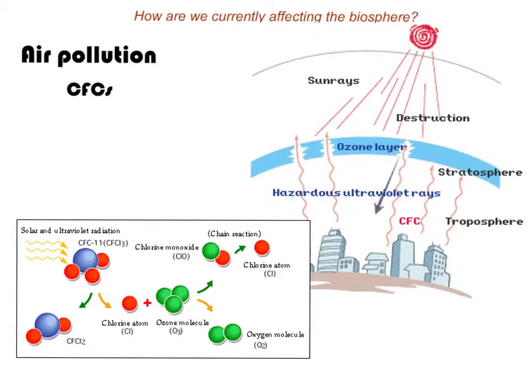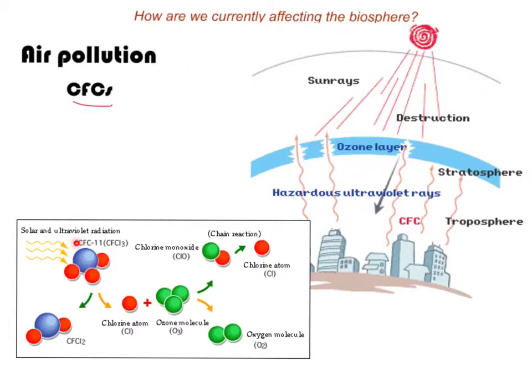Two forms of air pollution. We'll look at the first one, CFCs. CFCs stands for chlorofluorocarbons. And from chemistry, it's a carbon. It has chlorine atoms and fluorine usually attached to it.